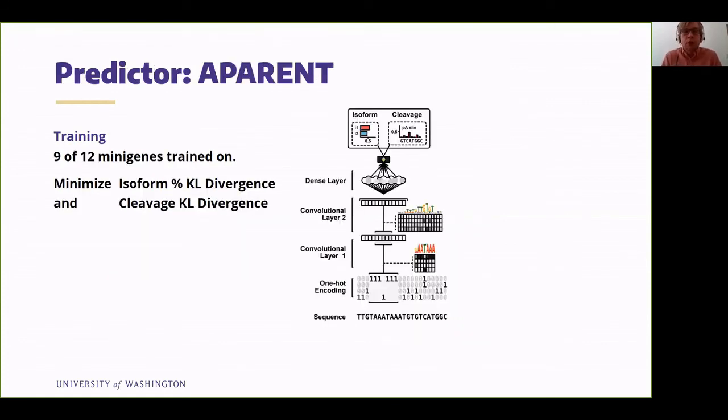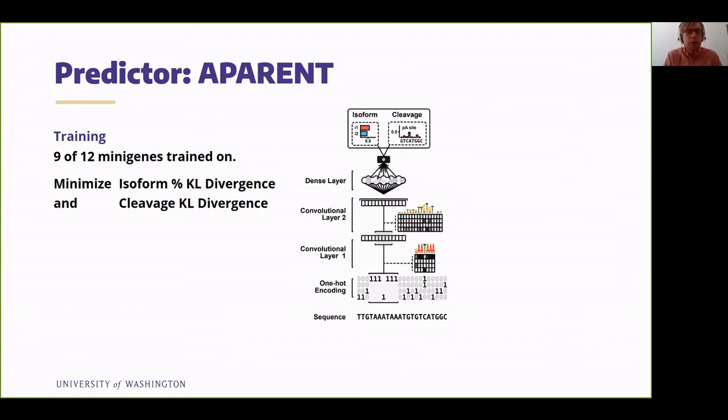So our particular network architecture for this predictor that we call APARENT is a convolutional neural network with two convolutional layers, followed by a dense or fully connected layer above that. And on the top, we have two different outputs. We have a sigmoid output that predicts the isoform abundance given this proximal poly-A signal's input and some fixed distal poly-A signal. And it also predicts at a nucleotide resolution the cleavage distribution for this sequence.